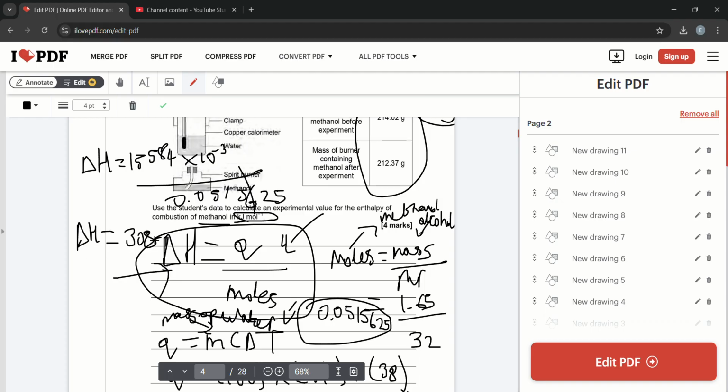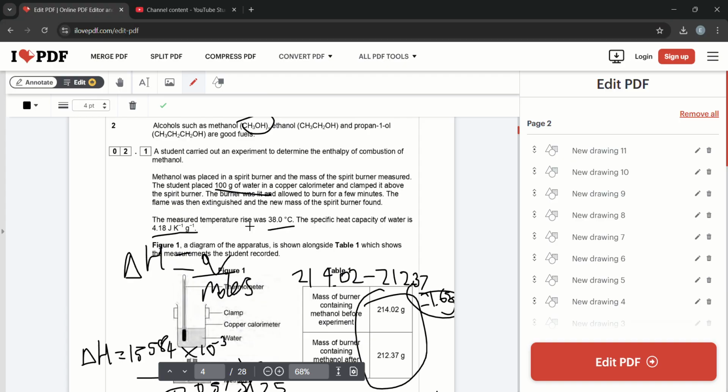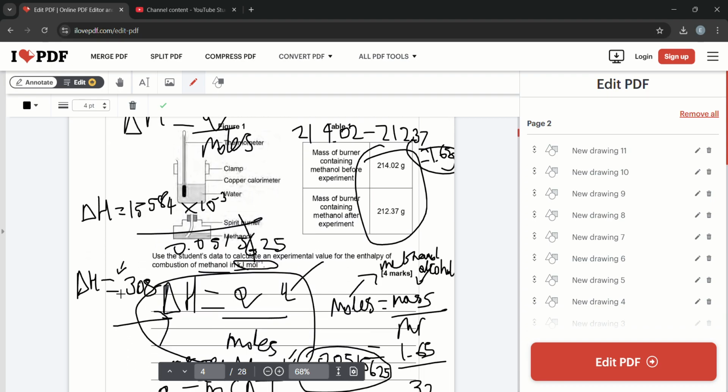And then the final part, what's the sign in the number? Well, we know the temperature rises. So if it's a temperature increase, what does that tell me? Exothermic. And so therefore is it going to be positive or negative? Therefore it's going to be negative. So it's going to be minus 308 kilojoules per mole to the power minus 1.